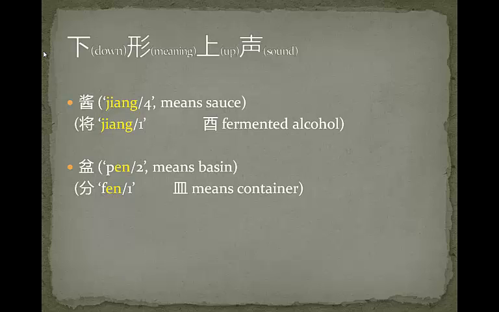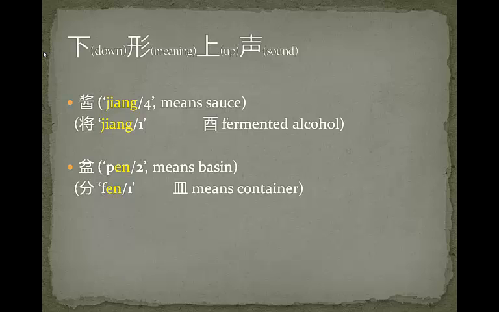The first one, 酱. This character is pronounced as 酱, fourth tone. It means sauce. So the upper part, it's a little different, but this character is pronounced as jiang, jiang. As you can tell, we borrow the pronunciation from this upper part, 将. And the lower part, we borrow the meaning. This character means fermented alcohol. As you know, sauce is kind of similar to fermented stuff.